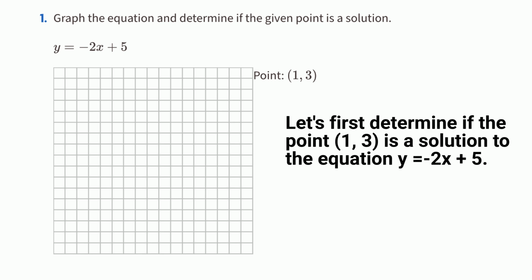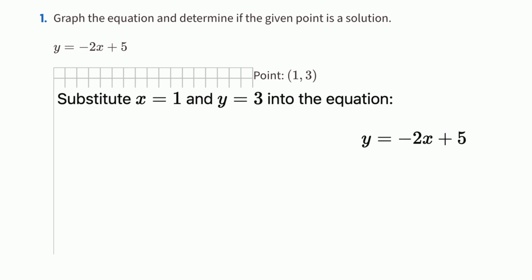Let's first determine if the point (1, 3) is a solution to the equation y = -2x + 5. Then we'll plot the graph. Let's check if the point is a solution. Substitute x = 1 and y = 3 into the equation y = -2x + 5.